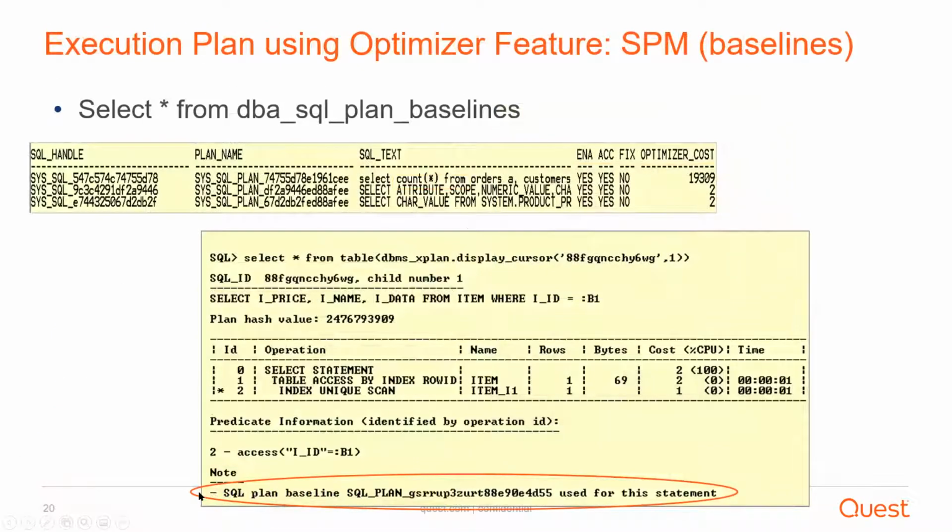Here's an example of baselines. And if you don't know if you're using baselines, you can select star from DBA SQL plan baselines. And then when you go get it, you can actually see it in the note column that it is being supported by this one baseline.